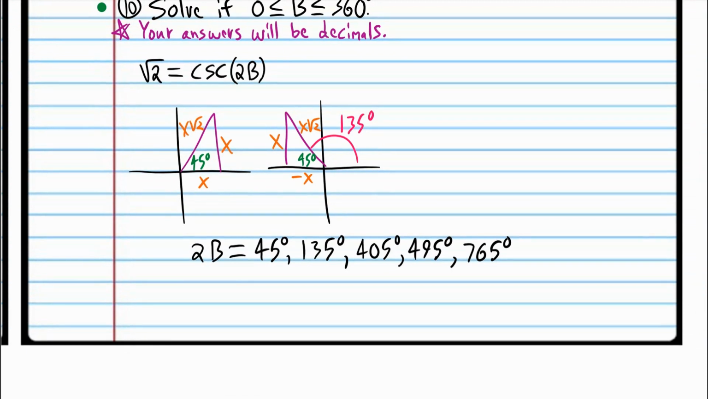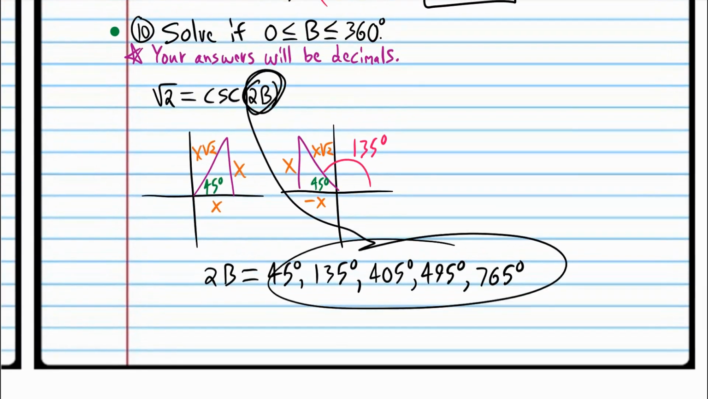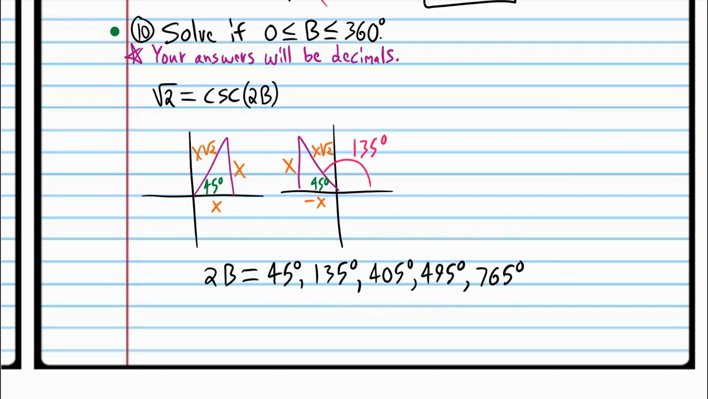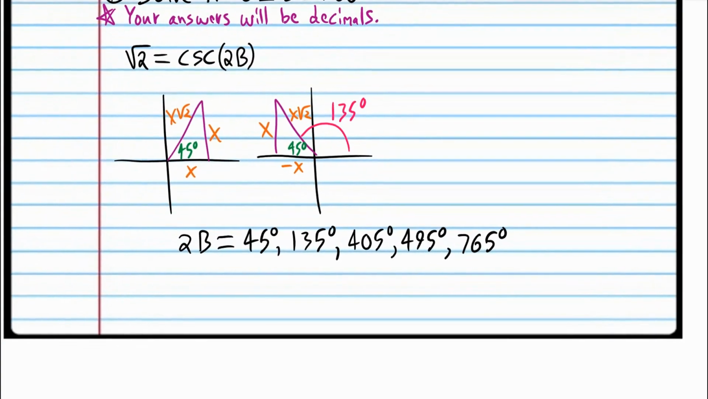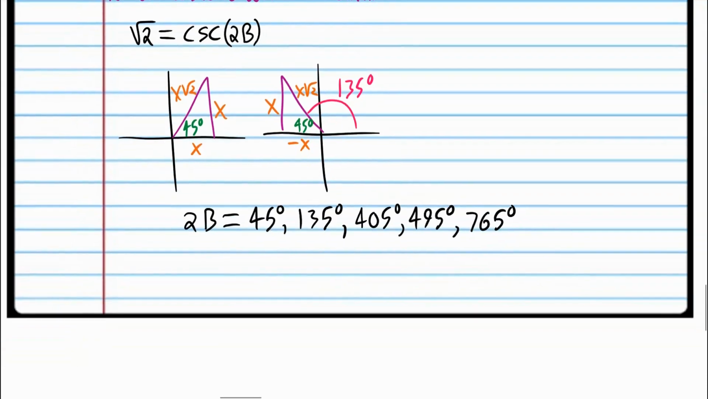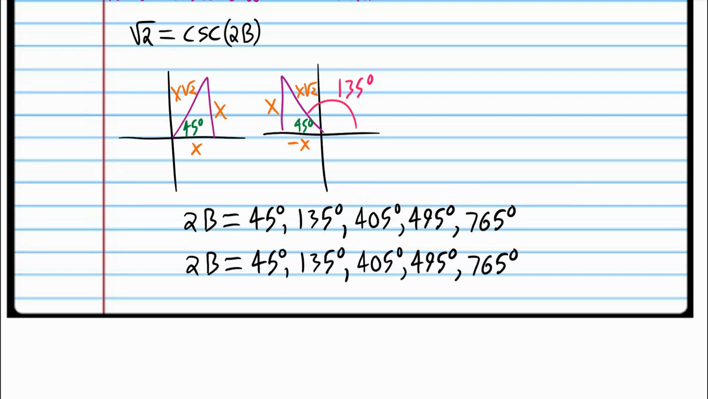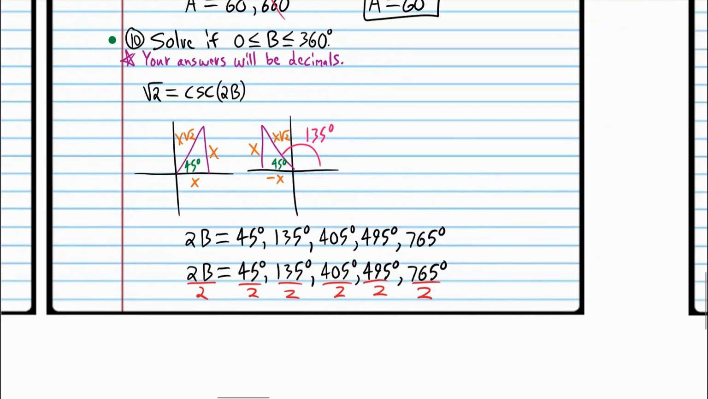So those are all the angles that we can plug in to the cosecant function that will give us a positive root 2 value. But we don't want the numbers that you plug in. We want to know what numbers you multiply by 2 to get these numbers that will give you a ratio that's equal to root 2. So we're going to divide both sides of this by 2. So let me copy these. So we'll divide everything by 2.